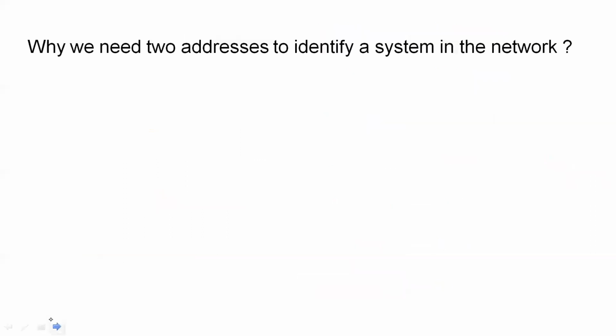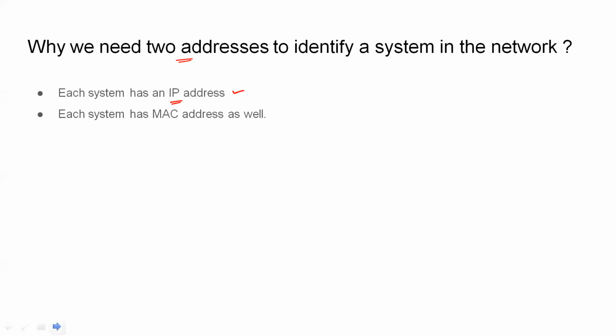Now the question comes: why do we need two addresses to identify a system in the network? What are those two addresses? The first one is the IP address. Each and every system has an IP address. The second one is the MAC address; each and every system has a MAC address as well. So each system has two addresses. That is the question here: why do we need two addresses to identify a system in the network?